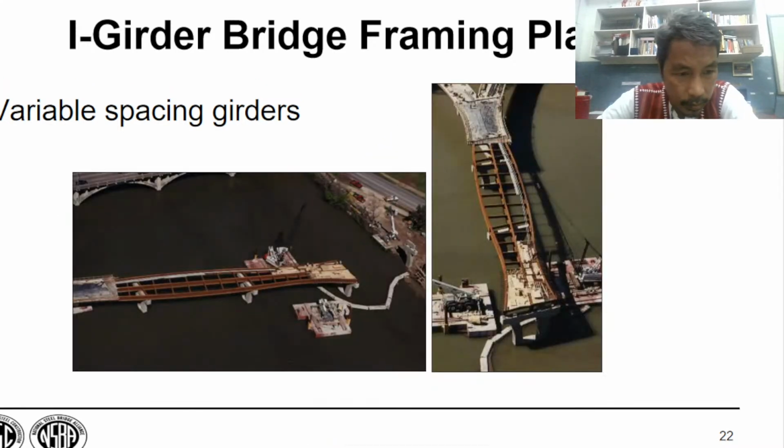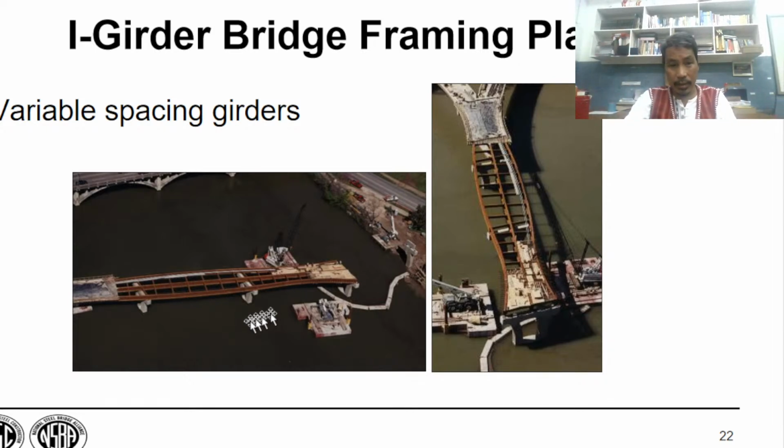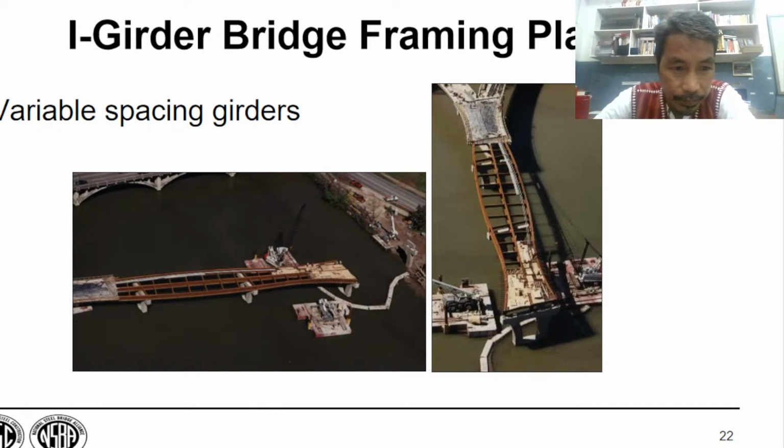So next slide, we have variable spacing girder, as you can see here. The shape is not parallel. This exterior girder is not straight. This middle girder is straight. Another exterior girder is not straight. So it looks like it is going bigger at the middle of the bridge. At this portion of the bridge, it is bigger. At this portion, it is bigger. Variable spacing girder.